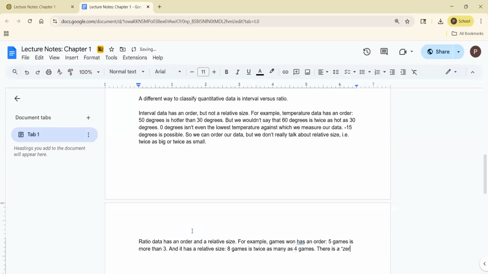There is a 0, a baseline against which we can measure our data.